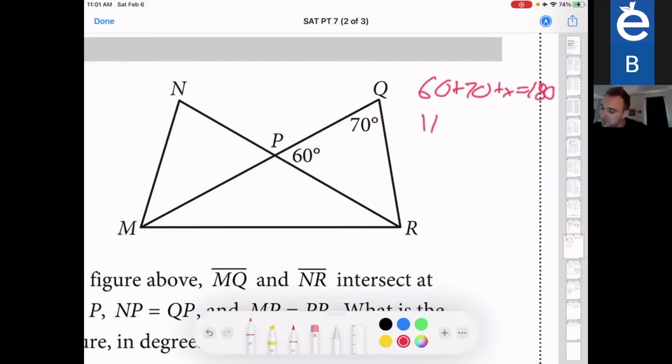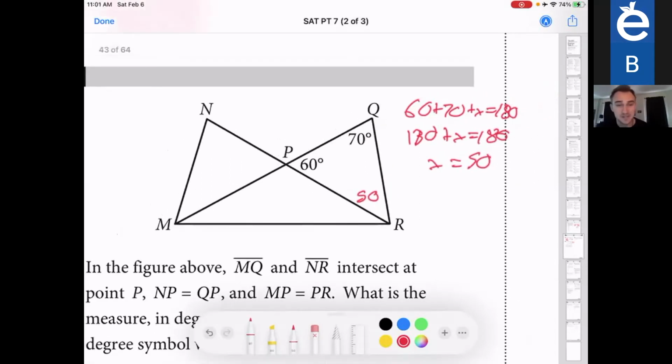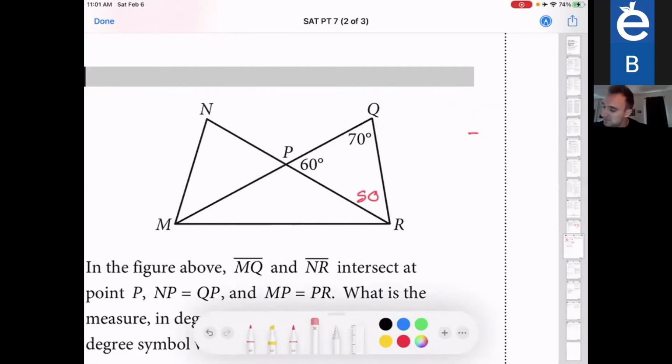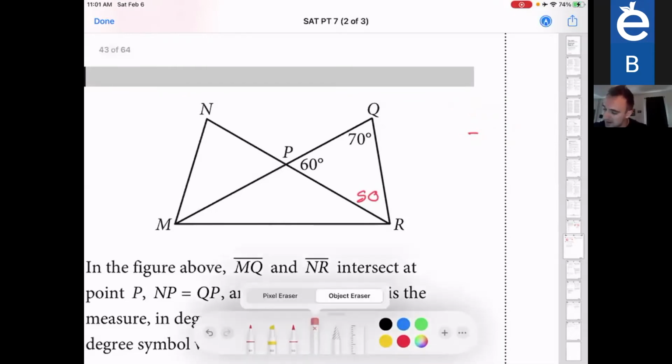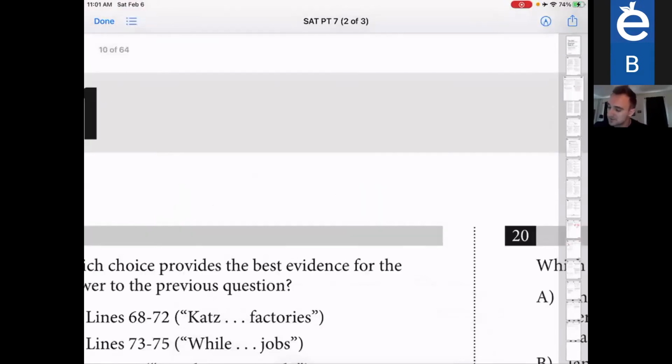130 plus X is equal to 180. I know that X, this angle QRP in the bottom right, must be equal to 50. That's not the answer that we're looking for, but just one piece of data that might be helpful to know later down the line. Okay. Let's think about the angle that we're looking for, where it is, and how we might be able to head in that direction.